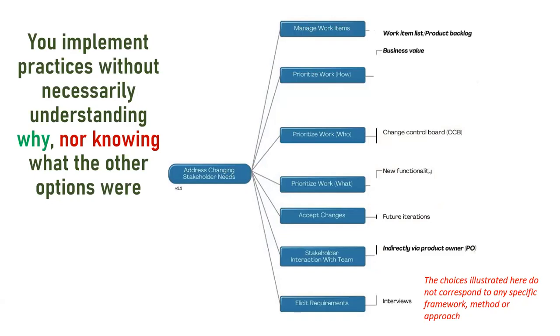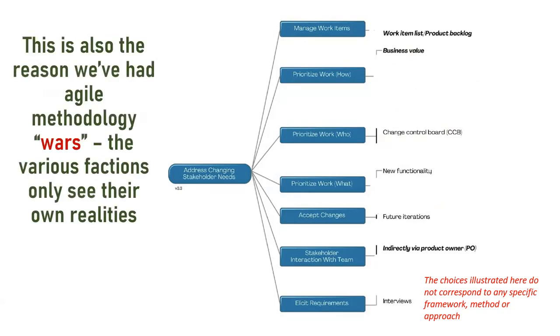And this very limited palette is also kind of the reason why, if you look at the various frameworks, each of the different frameworks will come up with different choices here, but they will still be limited choices. So this is where we get the methodology wars, like who prioritizes work: according to this framework, it's that person, according to another framework, it's a team, et cetera, et cetera. By the way, the choices here are not meant to correspond to any specific method or approach.